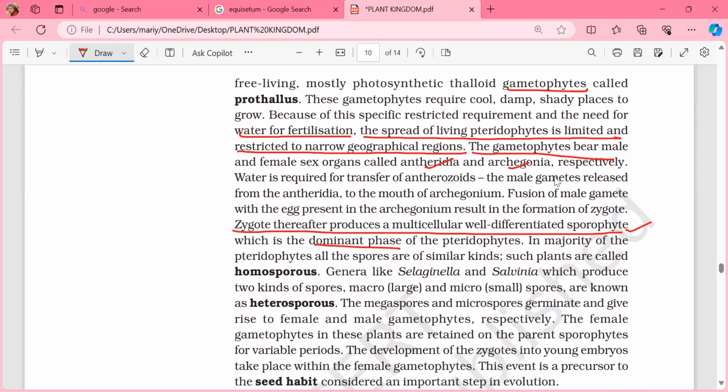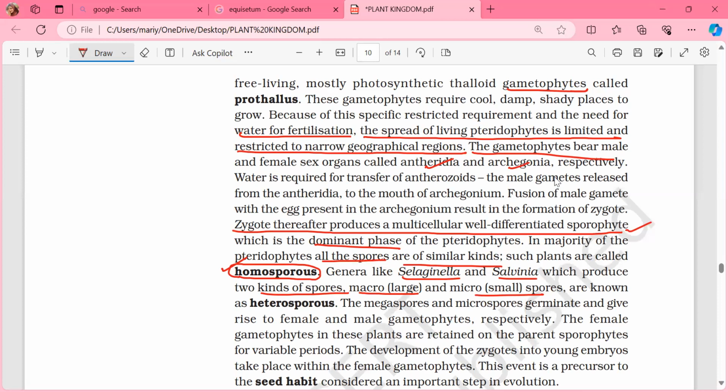Now, in the majority of pteridophytes, all the spores are of similar kind. Such plants are known as homosporous, meaning the same kind of spores. Sorry, it is not found in Selaginella and Salvinia. The ones that have the same kind of spores are known as homosporous, but Selaginella and Salvinia have two kinds of spores, one larger and one smaller. They are known as heterosporous, meaning two kinds of spores are made. Okay.